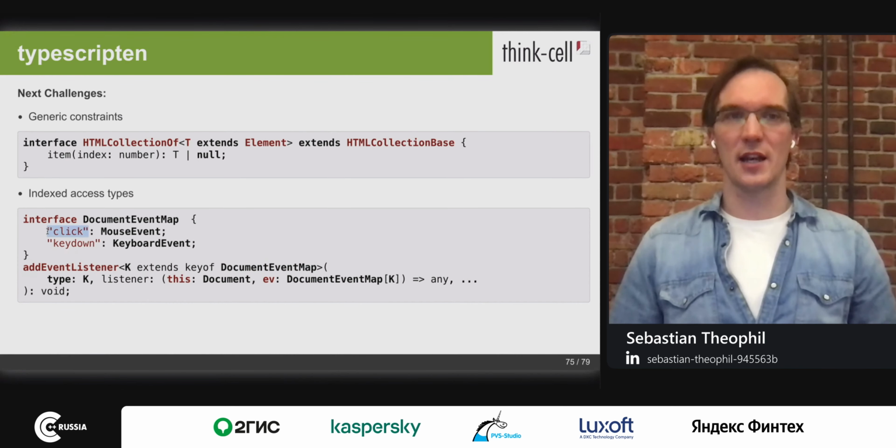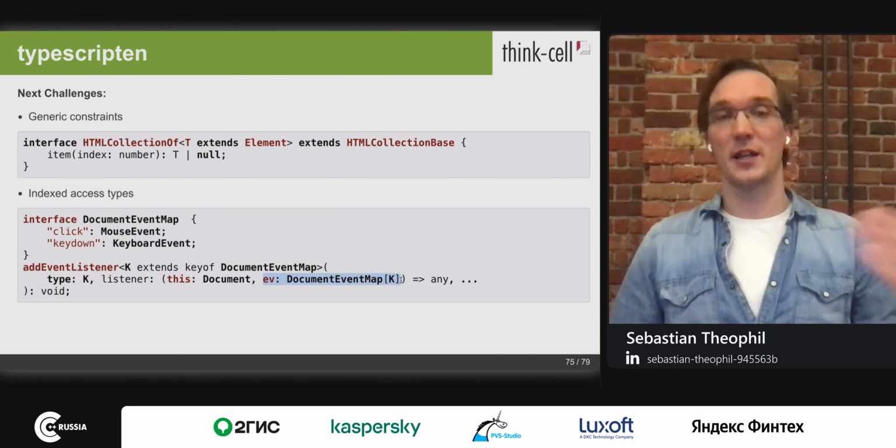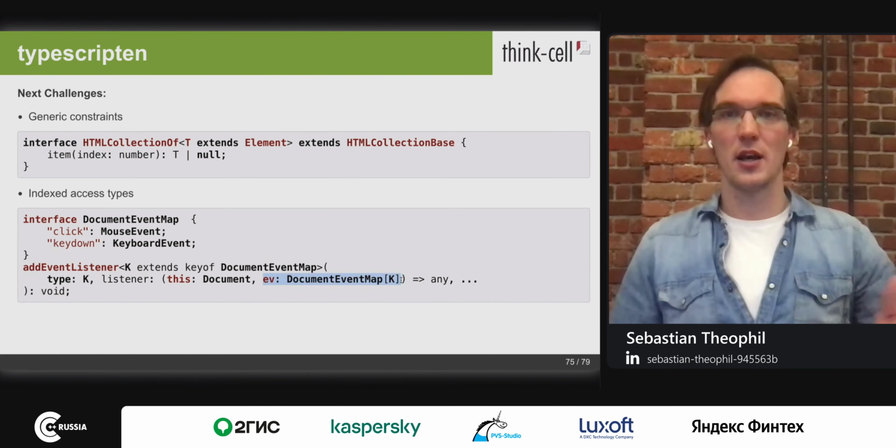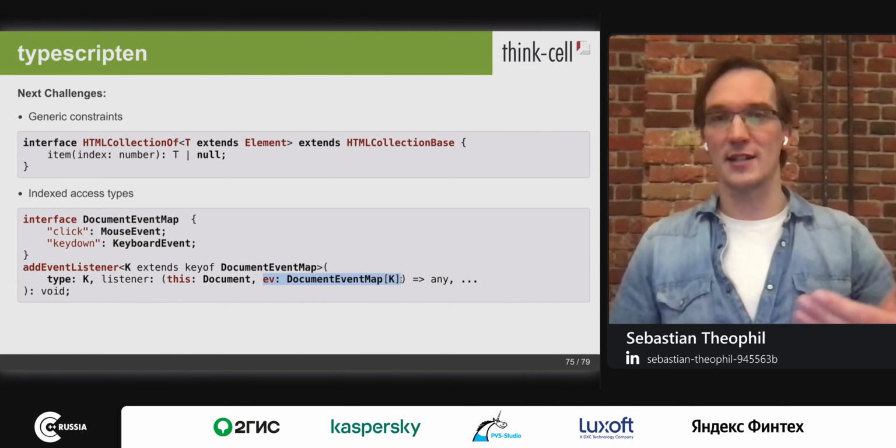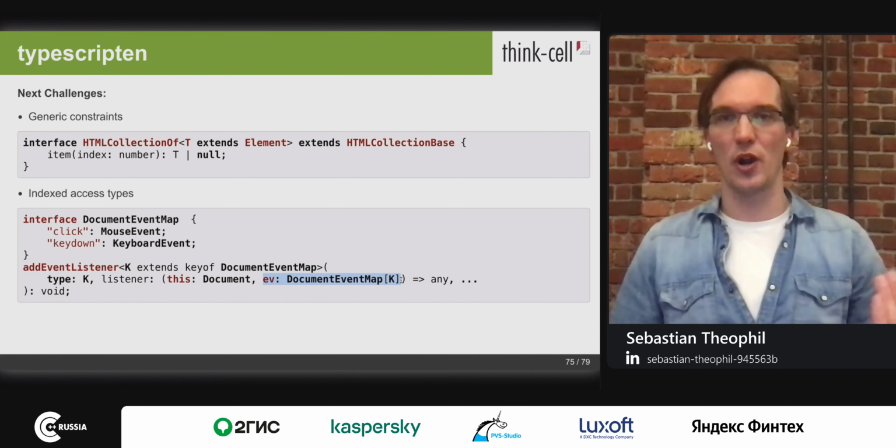So that type has a click property and it has a key down property. So we can only listen for those 2 events. So okay, type has to be one of those 2 strings. And then even better, that event that gets passed into our listener callback will be a different kind of class depending on the string we passed earlier.